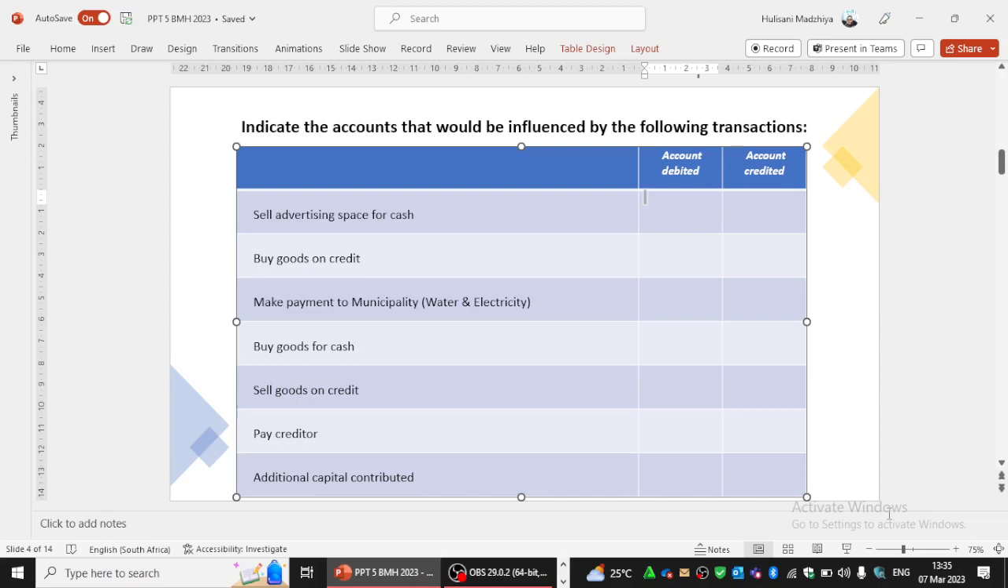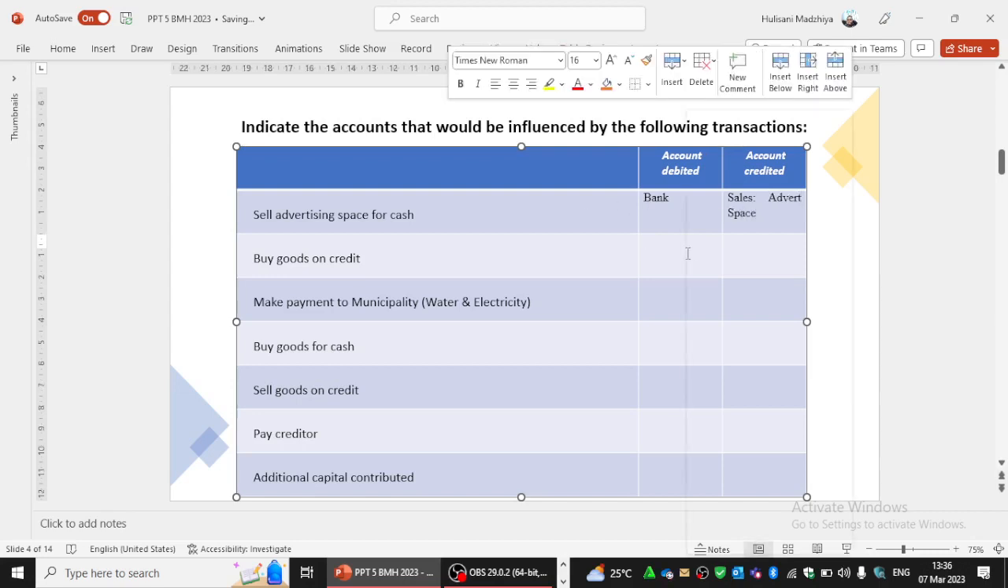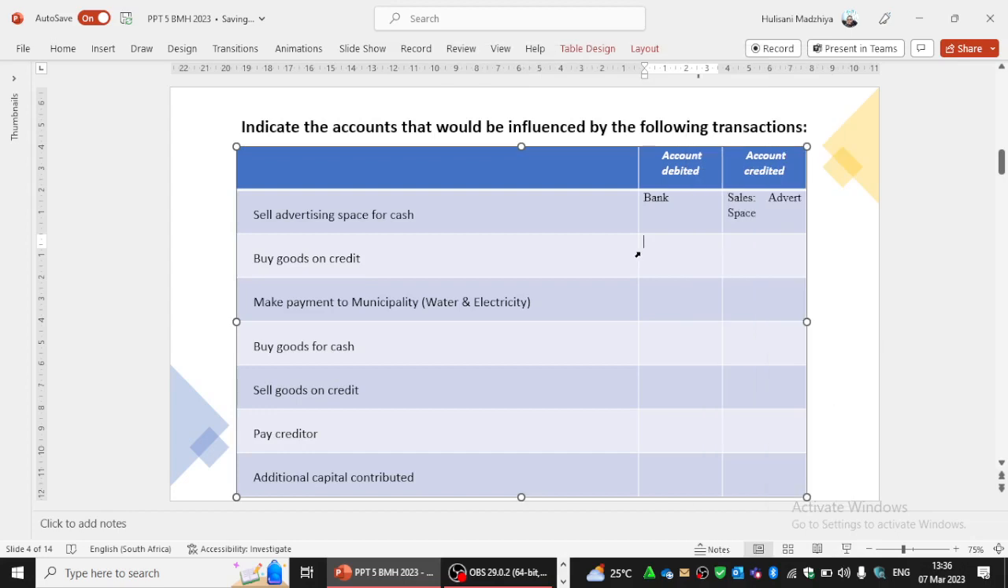So the second question, here under our activity, you were right, it's going to be bank on this side, and then we're going to have sales, but under sales it's going to say advertising space. And then our second question is to say that we buy goods on credit.